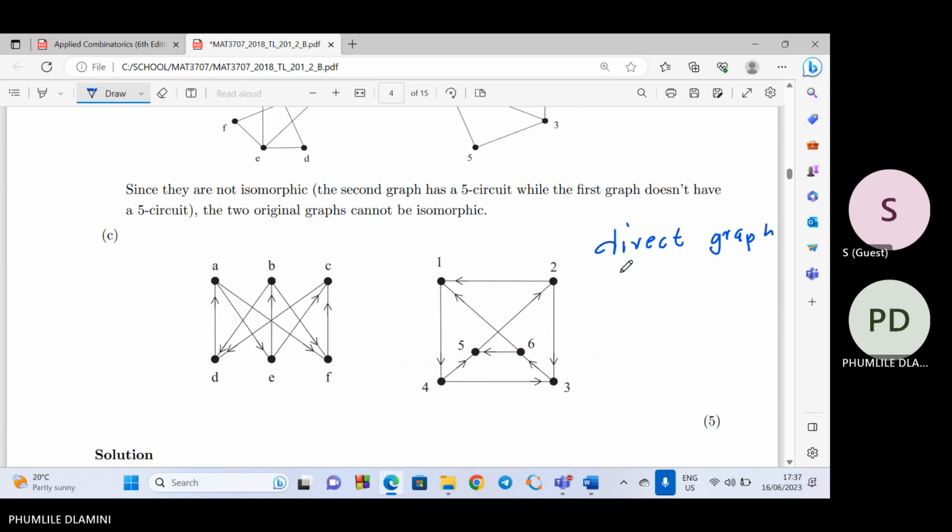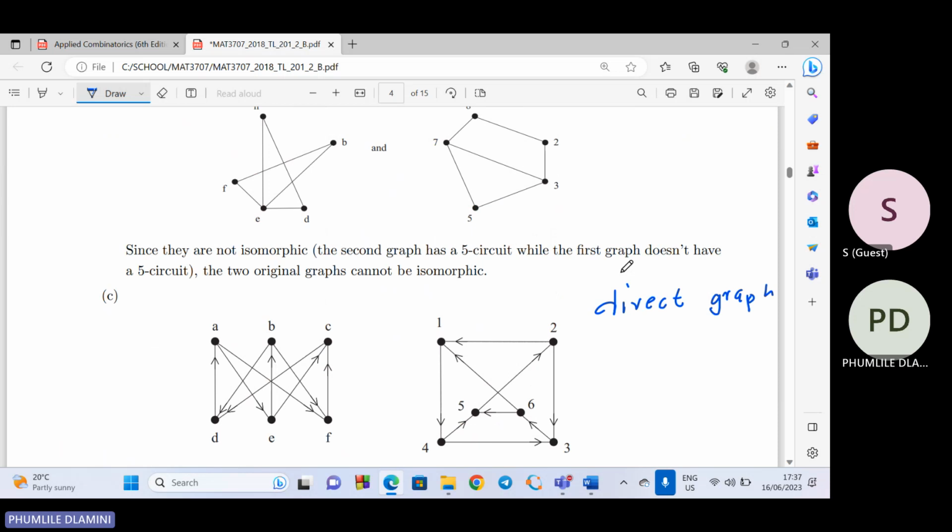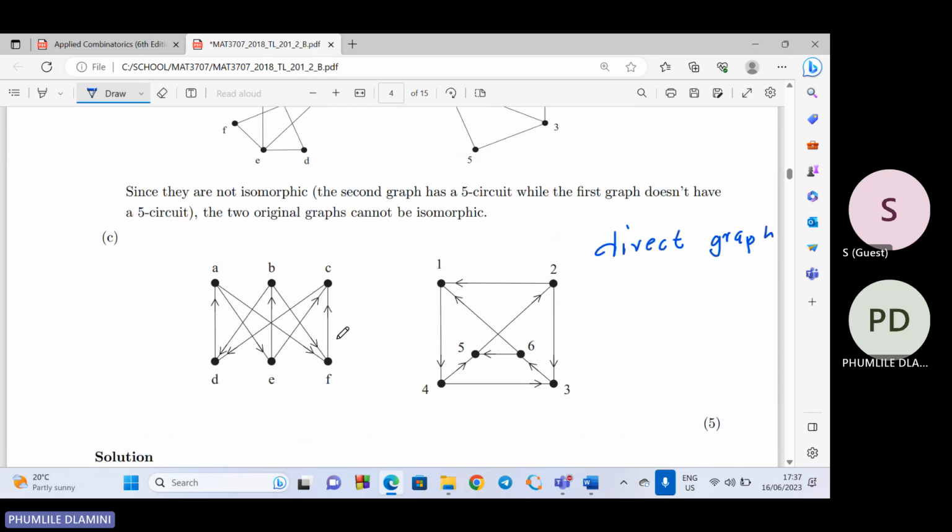Number C, yes, there it is. The first thing we are going to check is the vertices of this graph. Here we have 1, 2, 3, 4, 5, 6, so we have 6 vertices. We check here, and we also have 6 vertices in this one. I will just use V. Now, when we have 6 vertices, we can check the sum of the degrees.